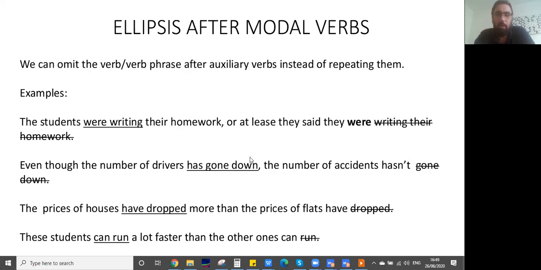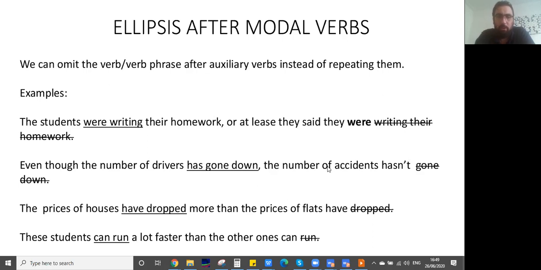Even though the number of drivers has gone down, the number of accidents hasn't. So hasn't what? Hasn't gone down. Of course, this could be formal English as well. I'm just writing examples here. So, even though the number of drivers has gone down, the number of accidents has not. It could be formal.